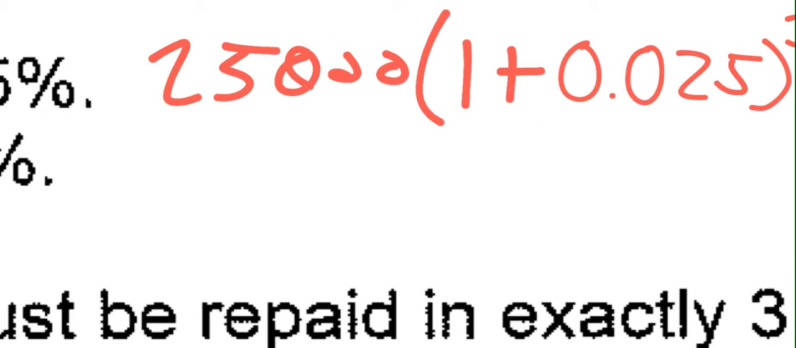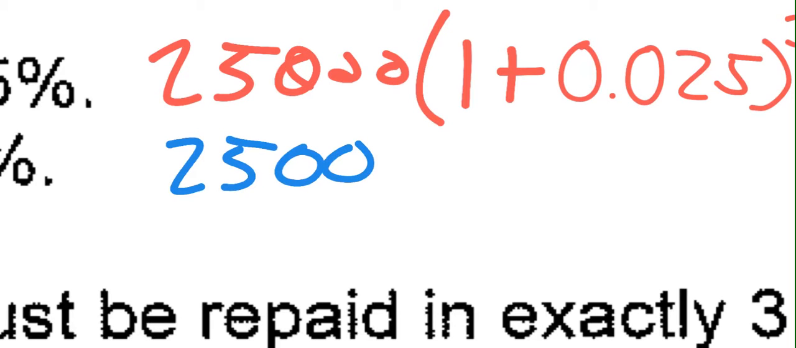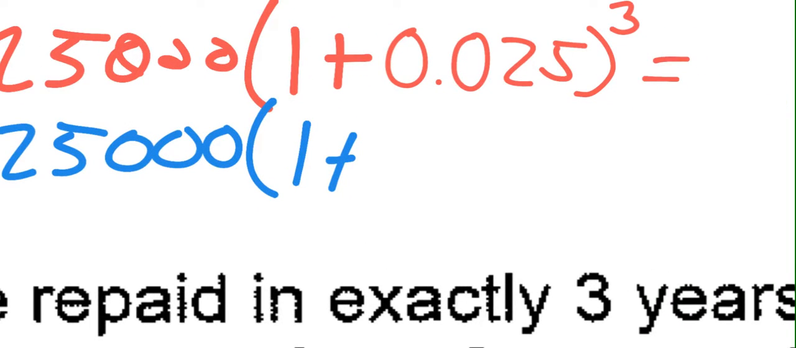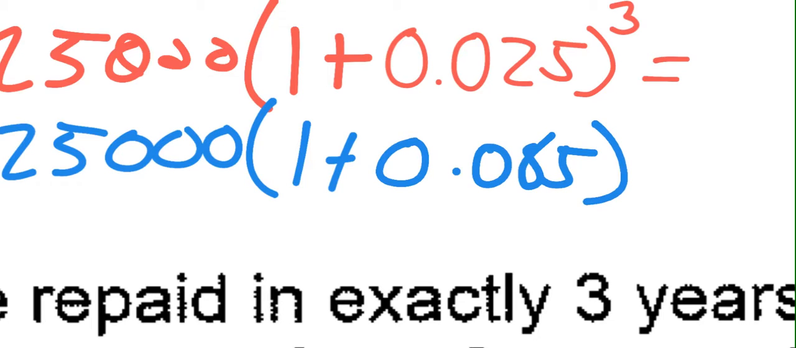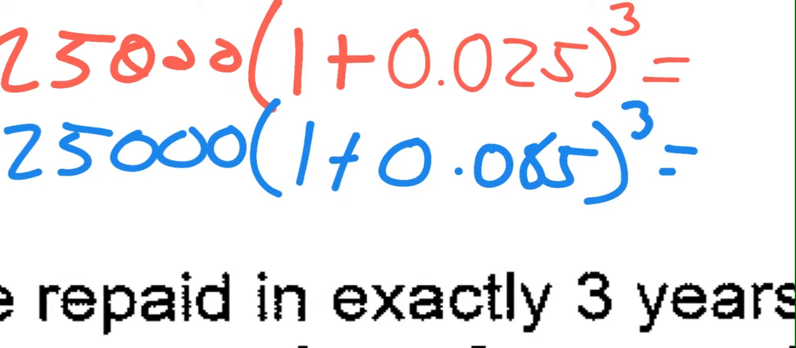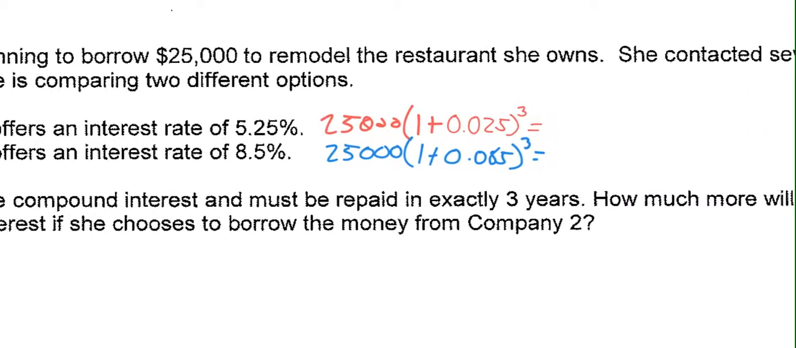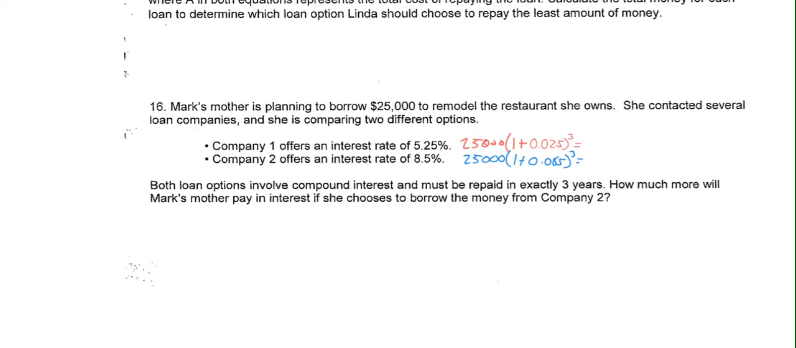And now this one over here, pretty much the same thing. It's still a loan for $25,000. We still do 1 plus, and then whatever our rate was. The rate was 8.5%. So that's going to be 0.085, not percent, but as a decimal. And it's still 3 years. Find those 2 numbers and figure out how much more you're going to pay for one than the other. That's all I'm doing for you on that.